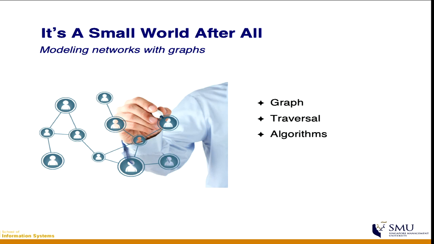So for graphs, we're going to talk about three things, just like we did for trees. First we need to define what a graph is, and then we need to look at how we can traverse a graph. And finally, we are going to look at algorithms that make use of these traversals in order to do certain processing on the graph.